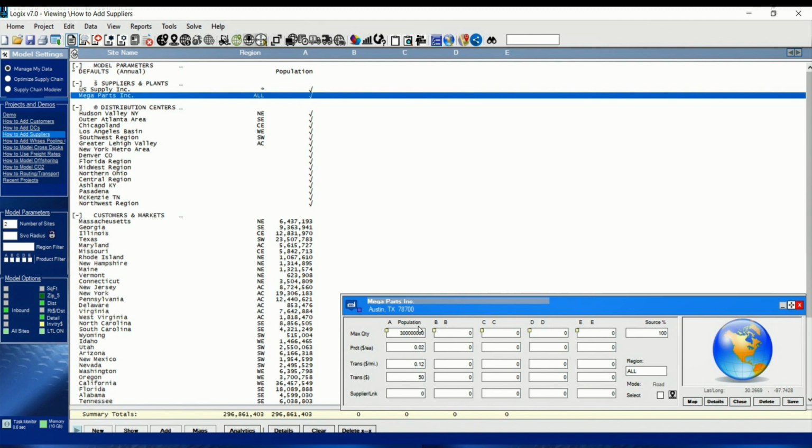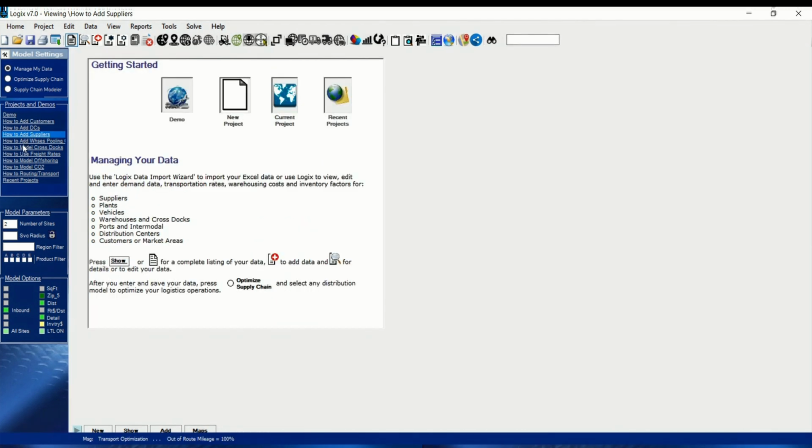Be careful in the solution. If your availability of product doesn't match your demand, Logix will allocate as much of the available supply to meet demand, but there may be a shortfall, which you will be alerted to with a message from Logix. In our next tutorial, we'll take a look at how to add pooling facilities, consolidation facilities, and inbound warehouses.